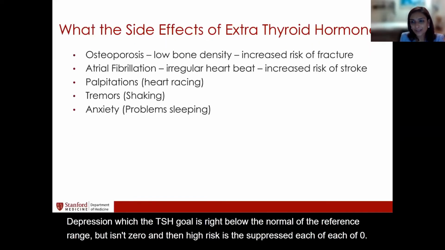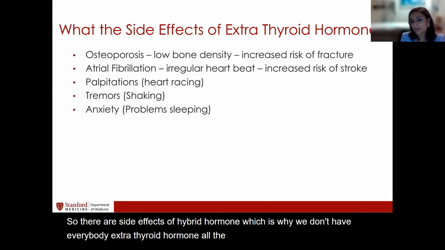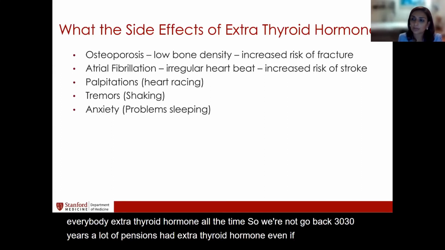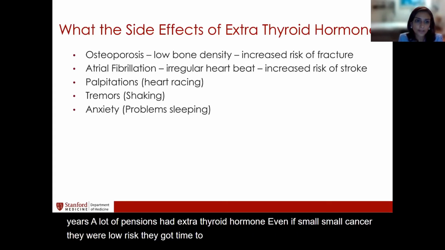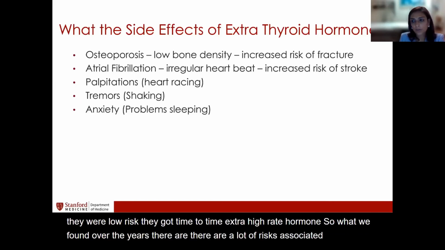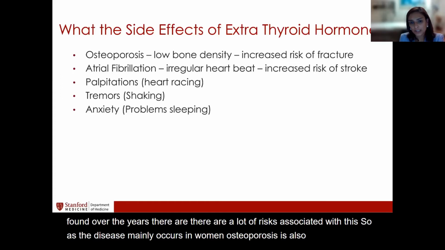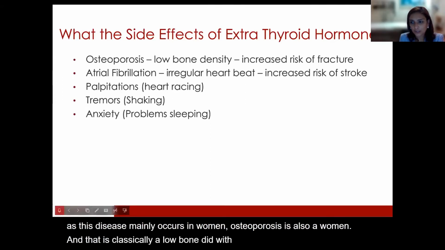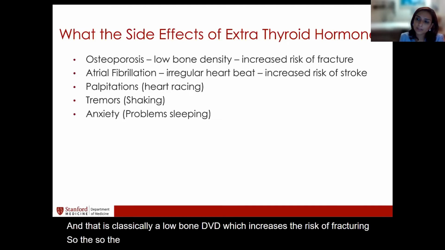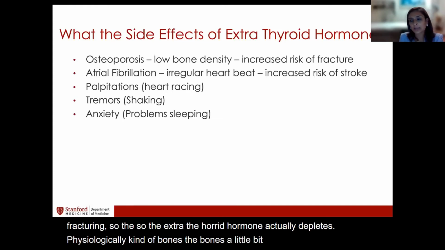So there are side effects of thyroid hormone, which is why we don't give everybody extra thyroid hormone all the time. When we go back 20, 30 years, a lot of patients had extra thyroid hormone. Even if they had a small cancer, they were low risk, they got lifetime extra thyroid hormone. What we found over the years is that there are a lot of risks associated with this. As thyroid disease mainly occurs in women, osteoporosis is also a disease of women largely, and that is basically a low bone density, which increases the risk of fracturing. The extra thyroid hormone physiologically makes the bones a little bit weaker and can cause them to fracture.